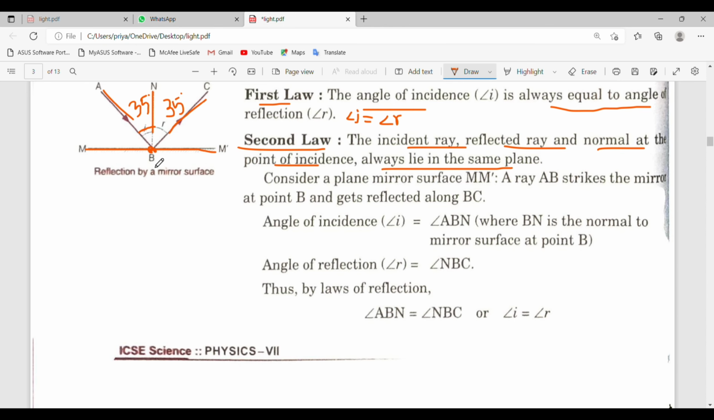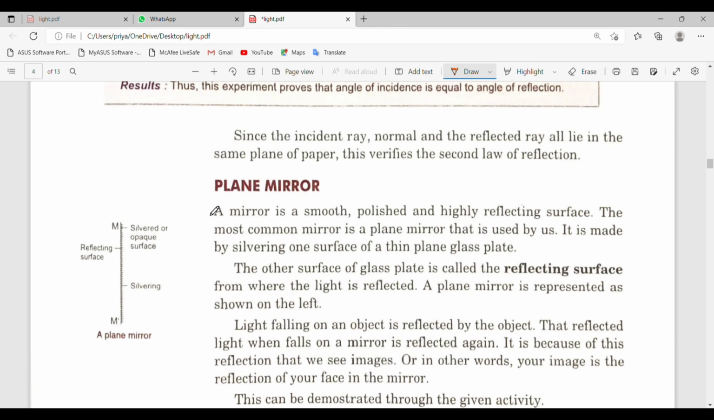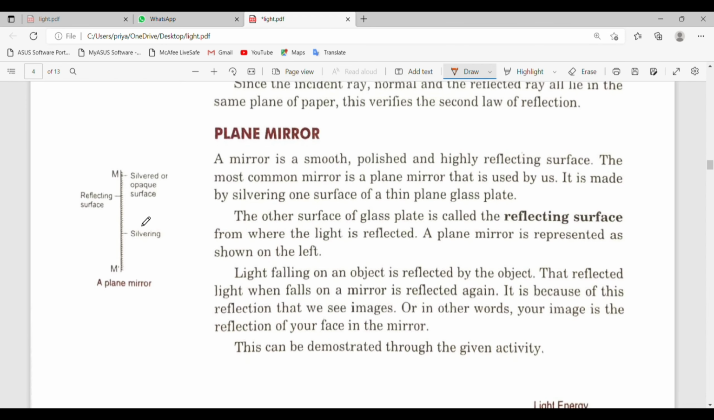So the angle of incidence, angle of reflection and normal will fall on point B. It means they are on the same plane. In the starting also we were talking about mirrors, right? So here we are going to study about the plane mirror. What is a plane mirror?